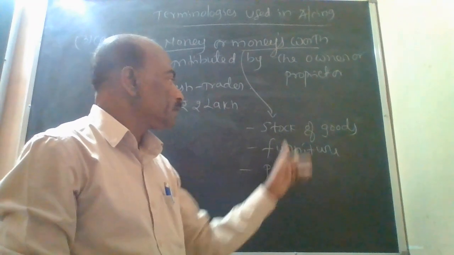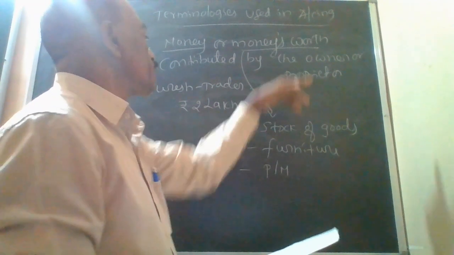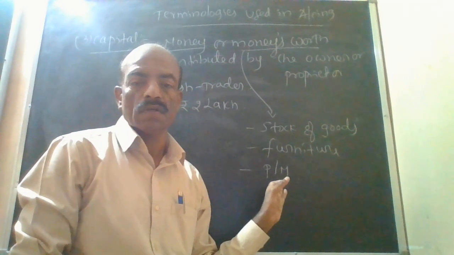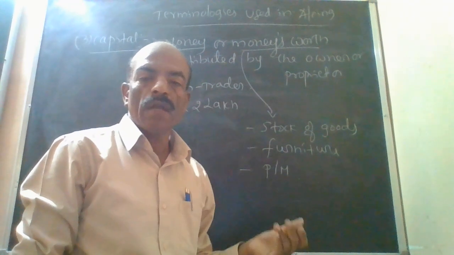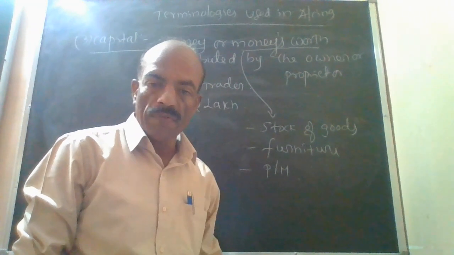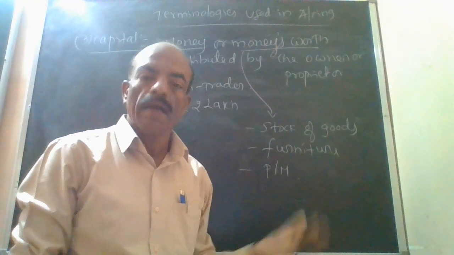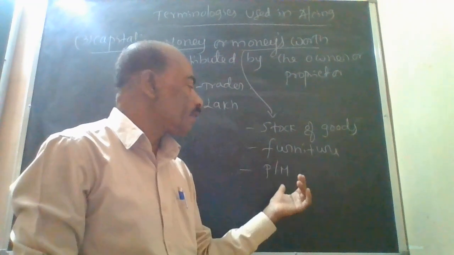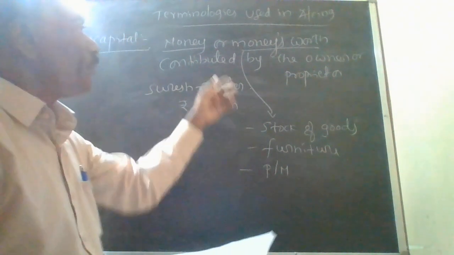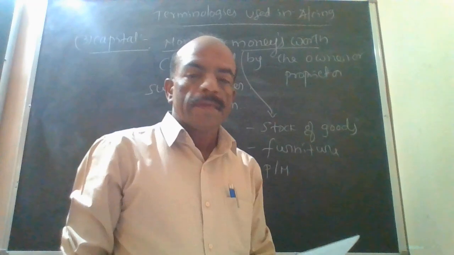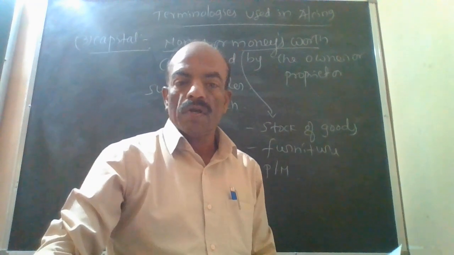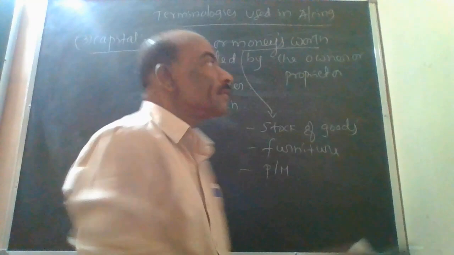That is money's worth, meaning stock of goods, furniture, plant and machinery also. Suppose they are going to manufacture a product. They are converting the raw material into a semi-finished or finished product. At that time also, they require plant and machineries. So all these are money's worth. Next, what is the meaning of debtors? We have to understand.